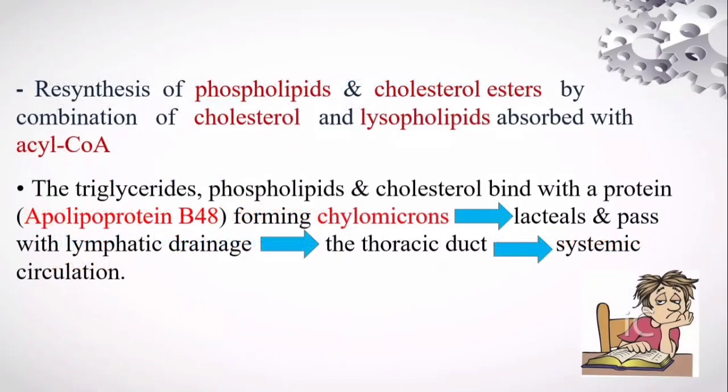The synthesis of phospholipids and cholesterol esters is by combination of cholesterol and lysophospholipids absorbed with acyl-CoA. The triglycerides, phospholipids, and cholesterol bind with a protein called apolipoprotein B48, forming chylomicrons that go to lacteals and pass with lymphatic drainage to the thoracic duct and systemic circulation.